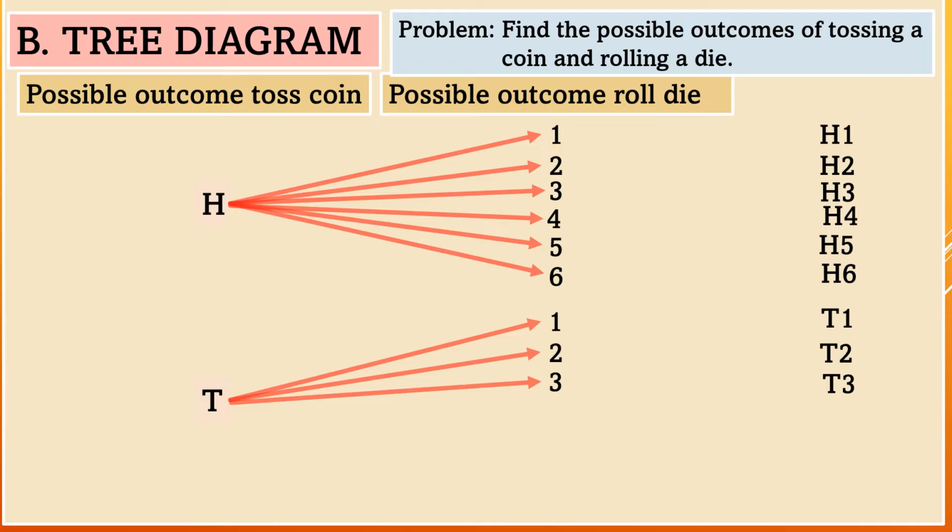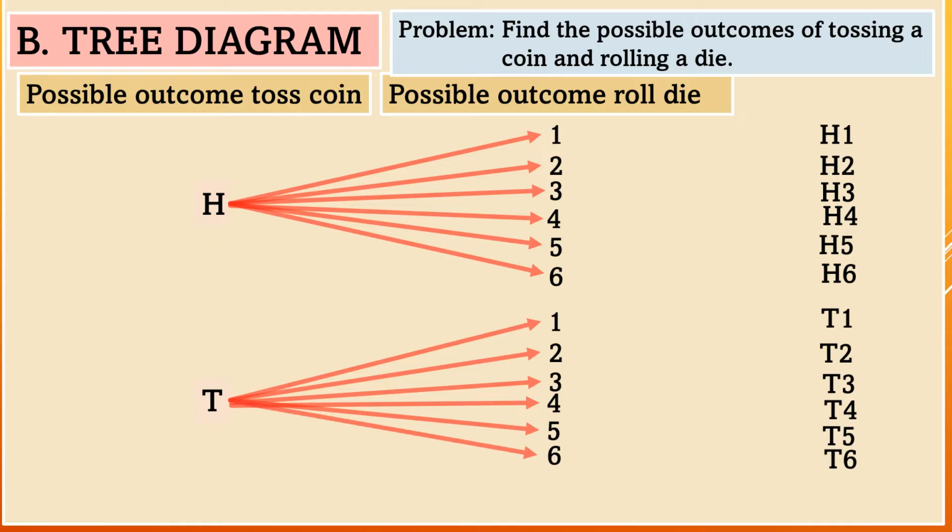So, we have T3. Next try, tail pa rin, pero dun sa die is 4. So, we have T4. Next try natin is tail pa rin, pero sa die is 5. So, we have T5. And then, next try natin is tail pa rin, then ang lumabas is 6. So, we have T6. Okay.